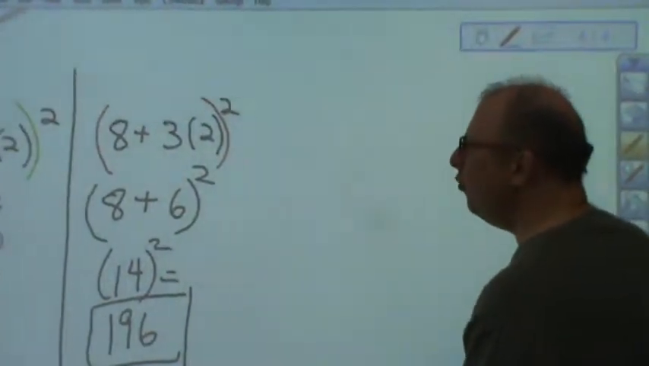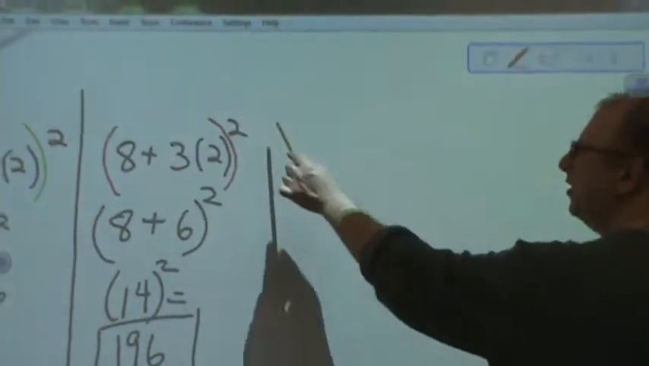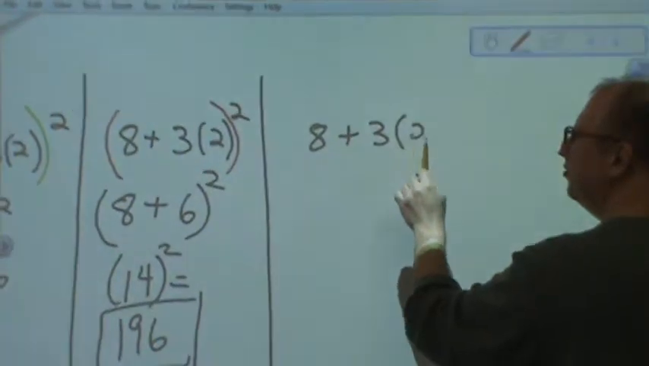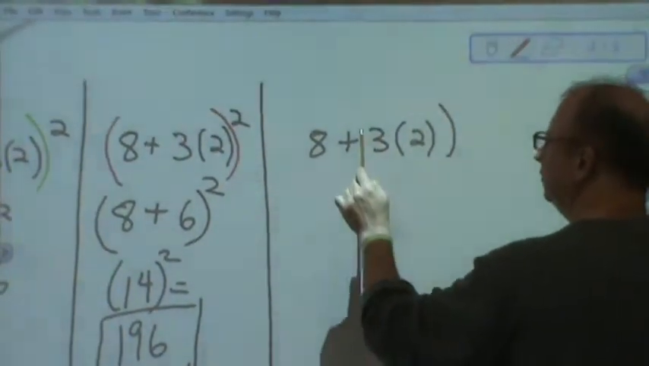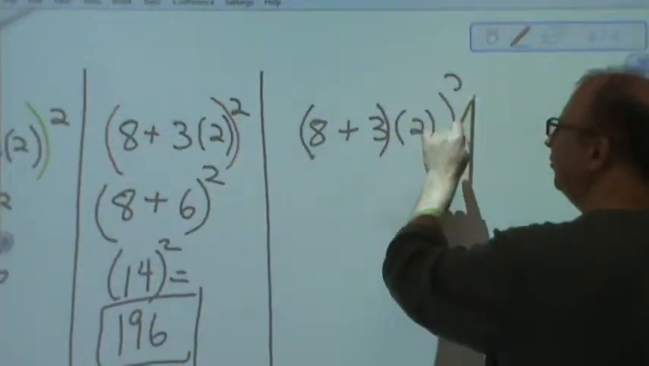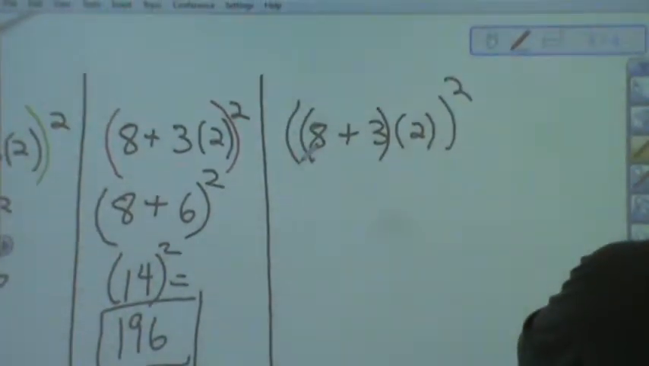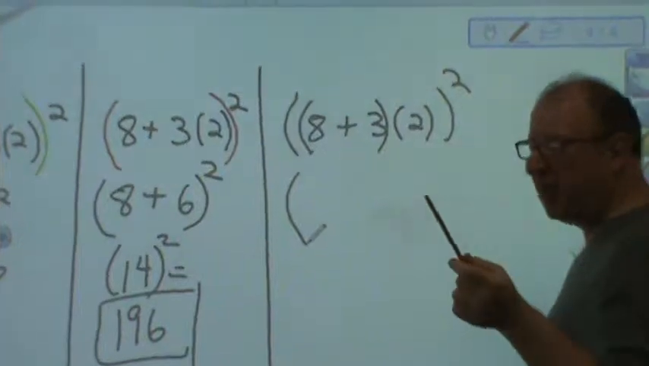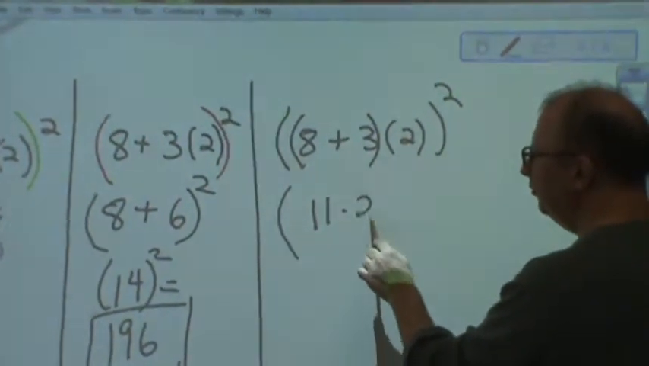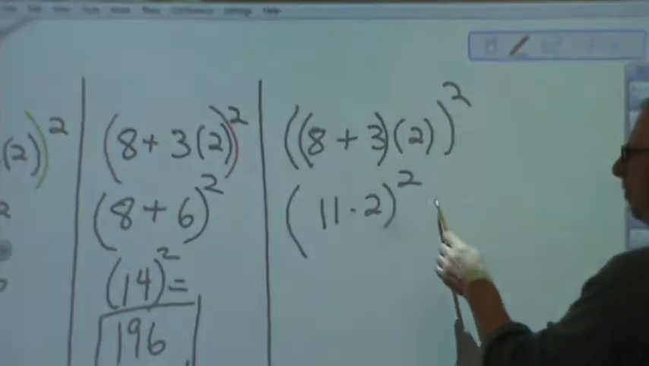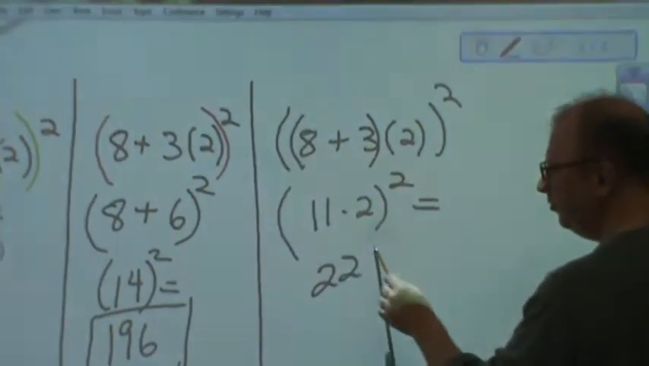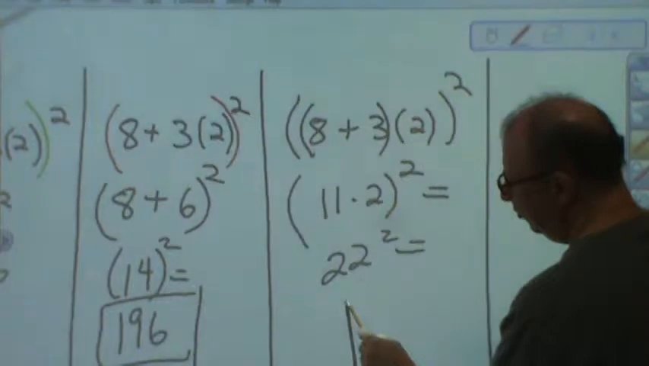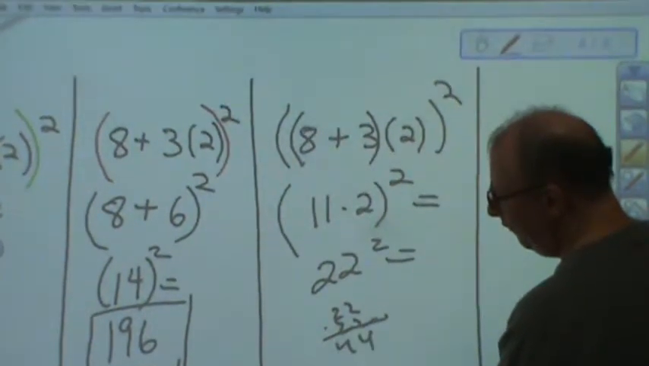Let's just move it two more times. What would happen if I would give it to you like this? (8 plus 3 times 2) to the second power, but I put the parenthesis here. Okay, so look what I have. Order of operation again. 8 plus 3 is 11. 11 times 2, second power, which gives you 22 to the second power. And I get 22 times 22, which is 484.